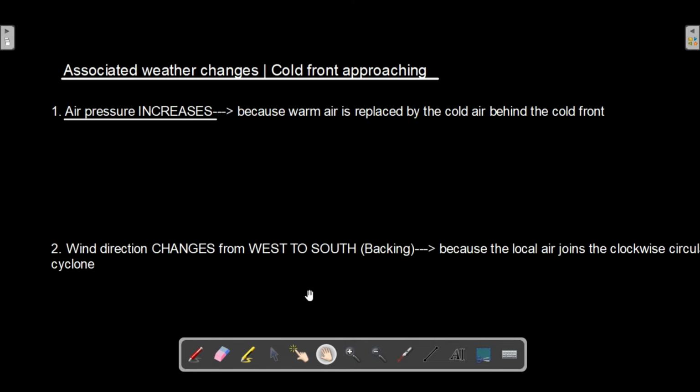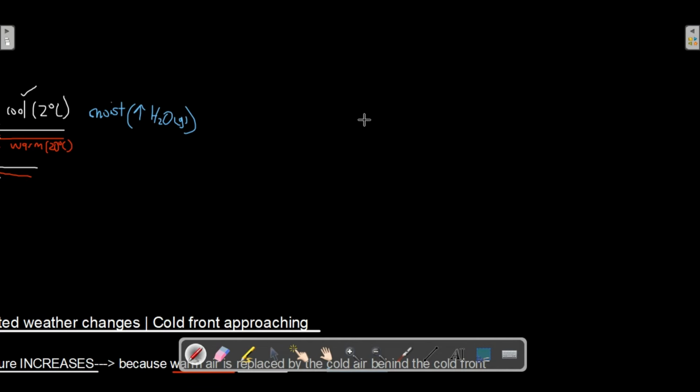Don't just say the air pressure increases. When they say describe the weather changes, write down that the air pressure increases because warm air is replaced by cold air. What did we say about pressure? We said that warm air tends to rise up, and so it places a low pressure on the ground. But imagine that you have now replaced this warm air with cold air. What does cold air do? It sinks down, and if it sinks down, then it applies a lot of pressure on the ground.